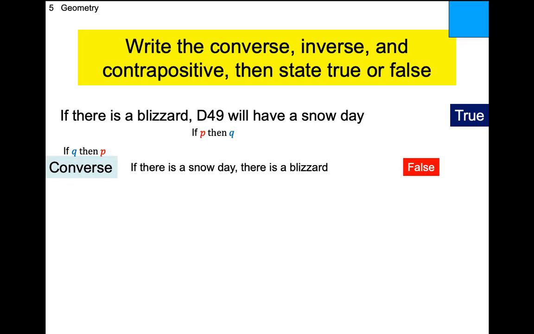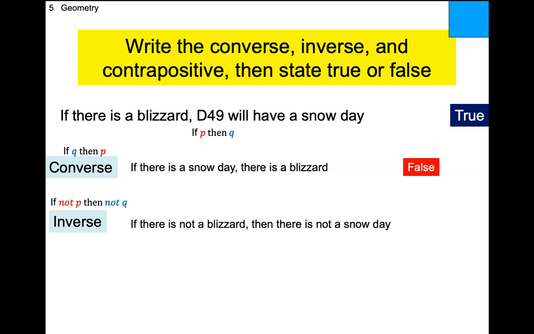All right, Jack, what's the inverse? If there is not a blizzard, then there's not a snow day. What do you think? True or false? False. We just said there will absolutely be a snow day, even if there's not a blizzard. Even if it snows 1 inch, that's not a blizzard, and we still might get a snow day. All right, who wants the last one? Contrapositive.